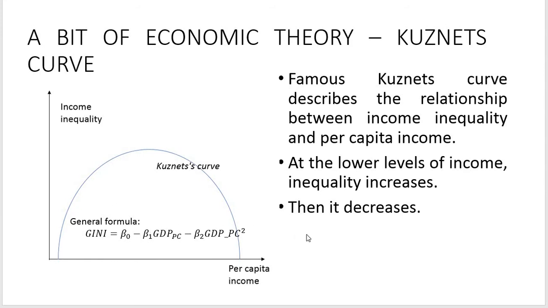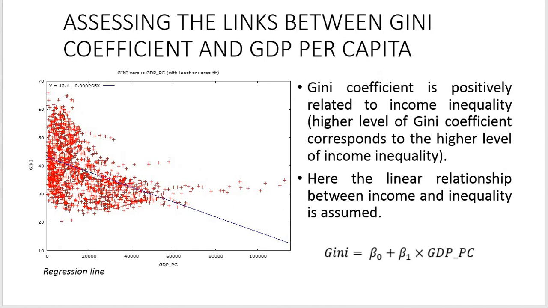What we're going to discuss in a second is based on the initially misspecified model. I did this intentionally, describing the relationship between income inequality and per capita income as a linear relationship, while knowing that definitely it's not linear. This is rather an inverse U-shaped curve. So here are the results of this regression.